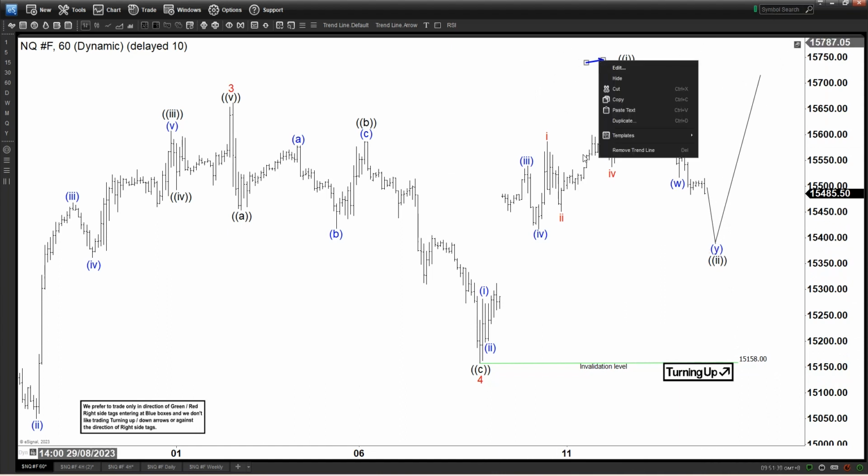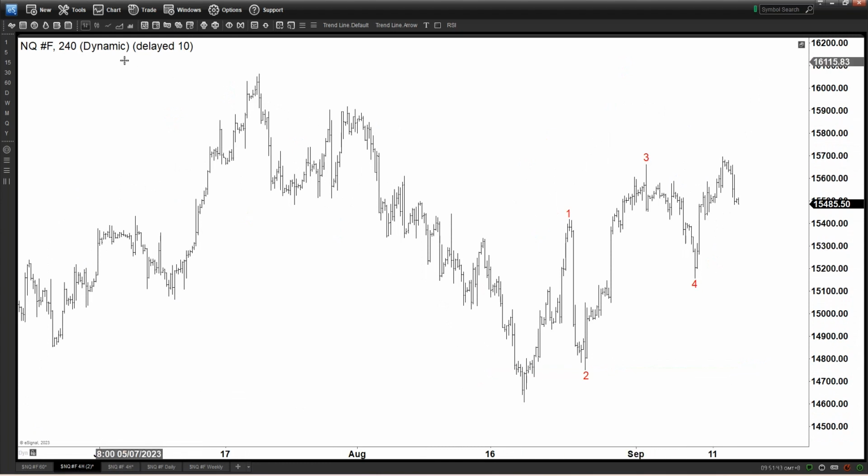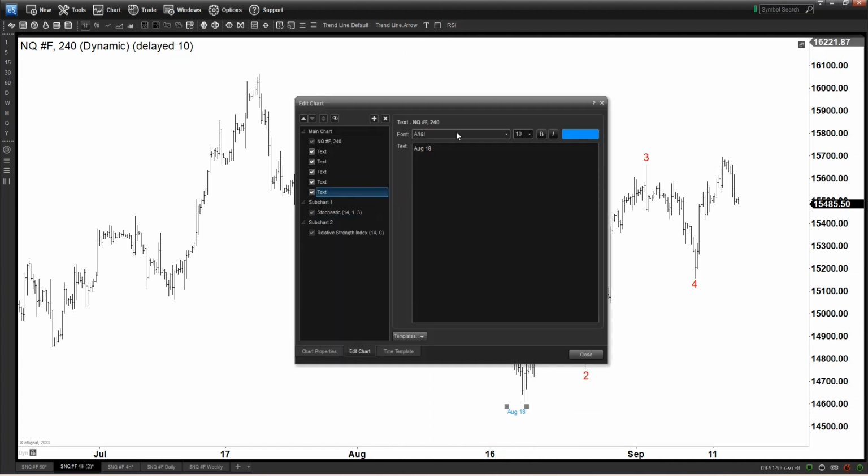Now we're going to discuss a couple of other possibilities here. First of all, let's zoom out and look into the 4-hour time frame. Now remember this 3 and 4 here. So this is the same 3 and 4 in the 4-hour. So here I'm gonna label this date August 18. So we're talking about the rally from August 18 low.